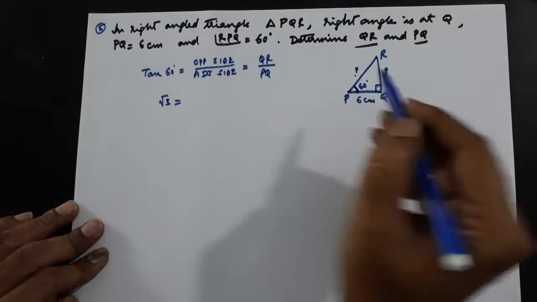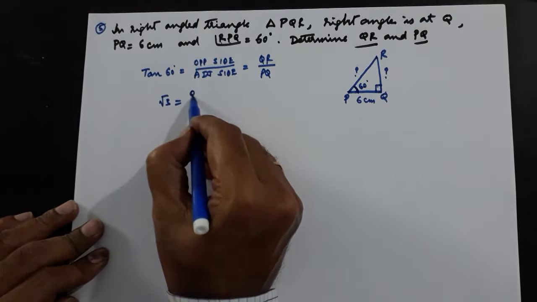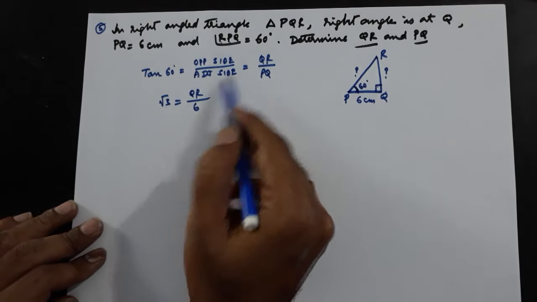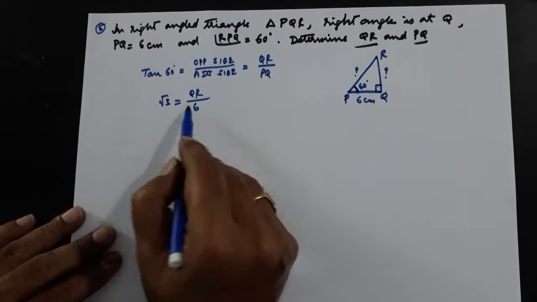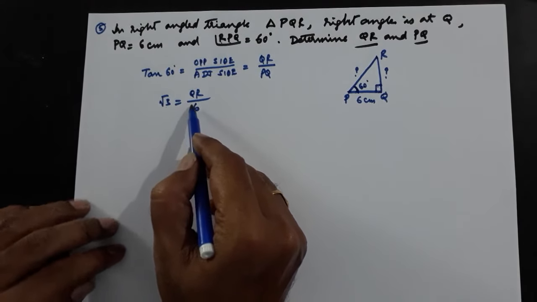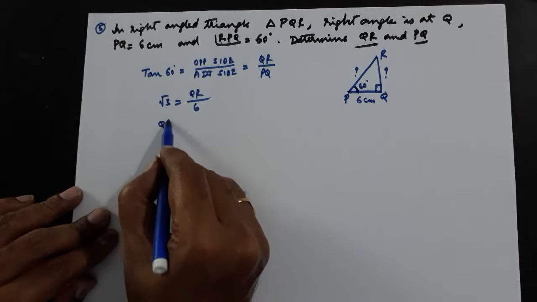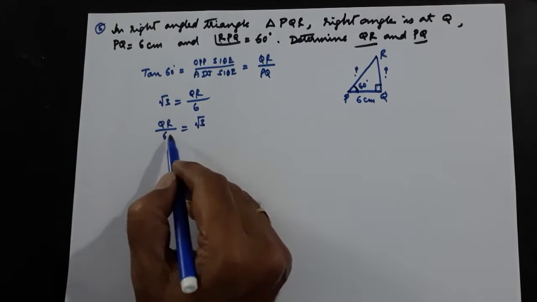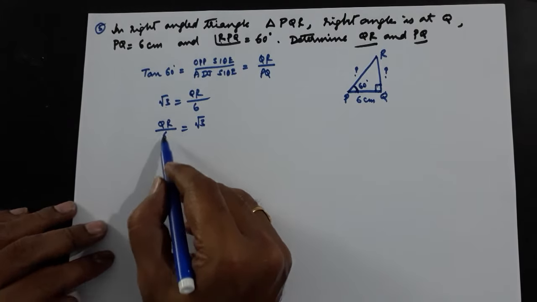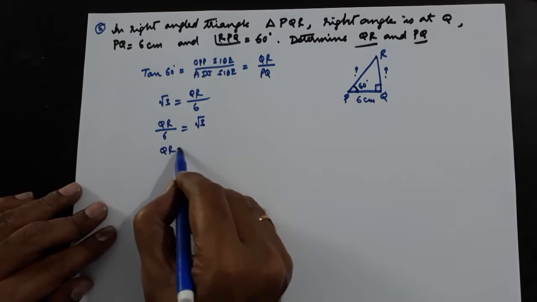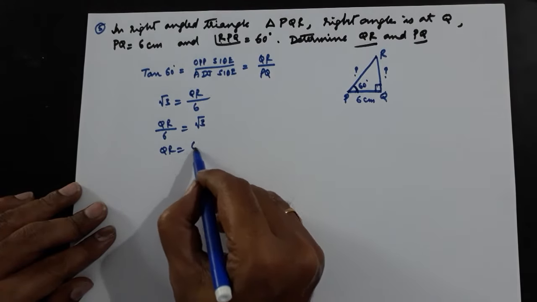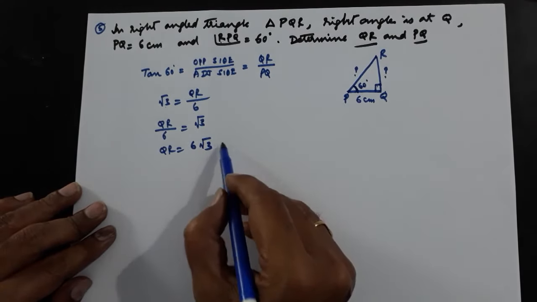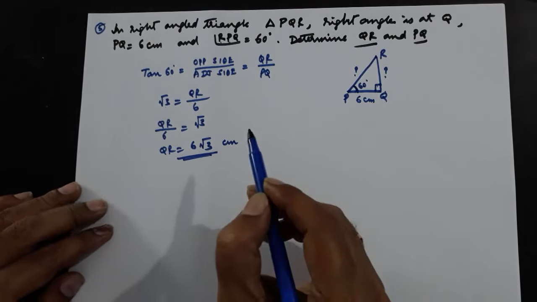And what is QR? QR we don't know. What is PQ? 6 centimeters. So if you write LHS and RHS interchanged, we'll get root 3. I'm writing this one first because we need QR. So QR by 6 is equal to root 3. So QR is equal to, if you bring this 6 to this side, 6 root 3. So QR is equal to 6 root 3 centimeters.